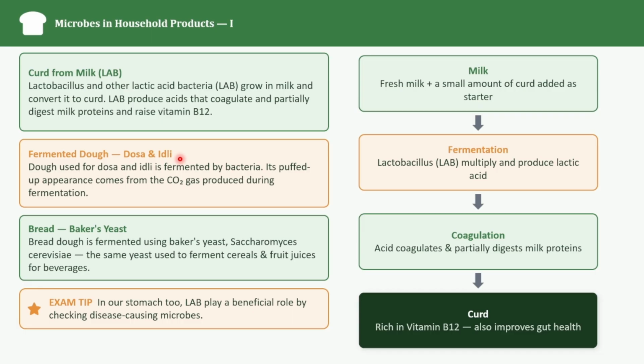That puffiness happens because microorganisms ferment the batter and produce carbon dioxide gas, that is CO2. The gas gets trapped in the batter, making it expand and become lighter. So, when I ask you what gas makes dosa and idli batter puff up, you'll immediately say it is carbon dioxide gas.